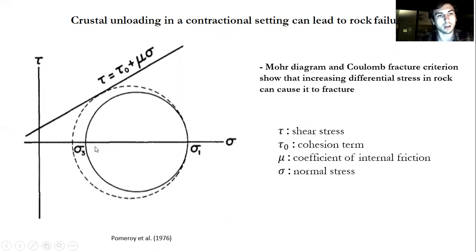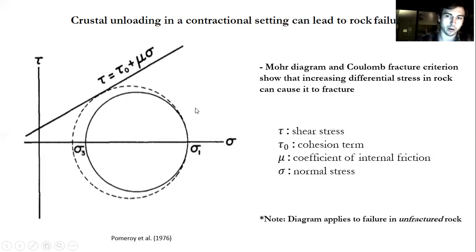And if you are unloading in a contractional setting, you're reducing sigma 3, being the vertical stress, and increasing the radius of the circle, bringing it closer to this line, which represents failure, and is given by the Coulomb fracture criterion equation. Important thing to note is that this diagram applies to failure in unfractured rock. So when you have slip on fractured rock, for example, slip on a fault, or the west dipping Lake Char fault, to be very specific, the failure criterion is actually shifted down a little bit. So it's easier to reach that failure.